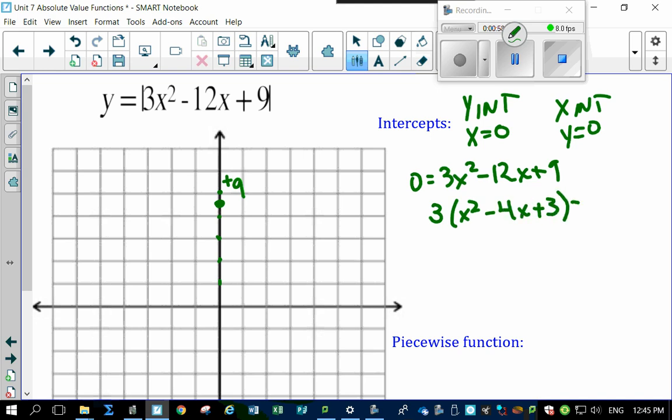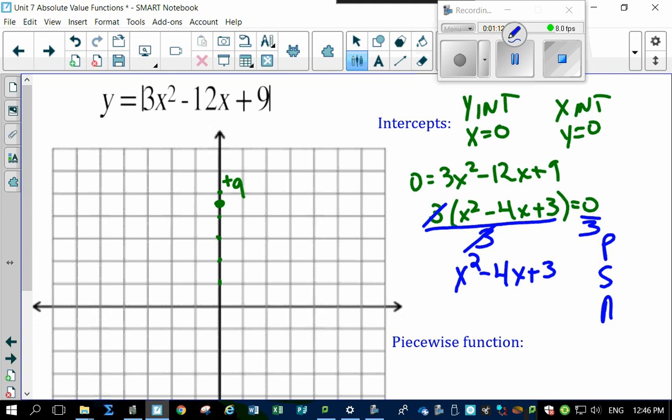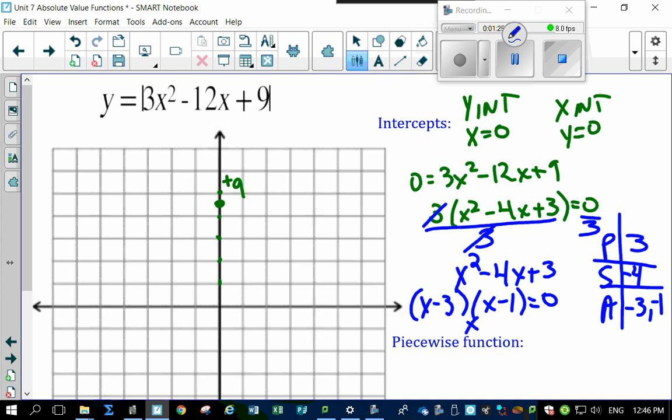Then PSA this. Don't forget you can let that equal 0, so it means you can divide each side by 3, so that 3 is actually eliminated. So all you need to deal with is the x squared minus 4x plus 3. PSA, here we go. You know that that's product of 3, sum of minus 4, which is minus 3, and minus 1 works. So this is x minus 3, x minus 1 equals 0, which means x equals plus 3 and plus 1. So plus 3 and plus 1.